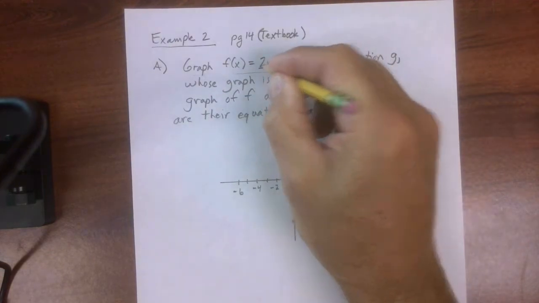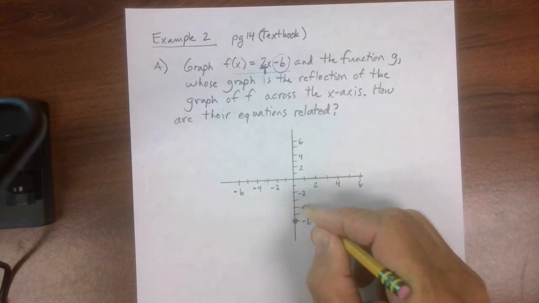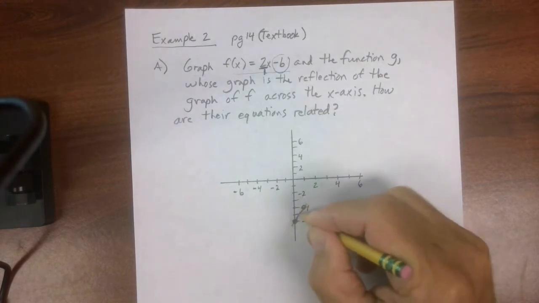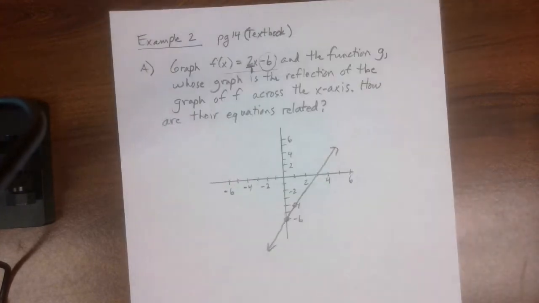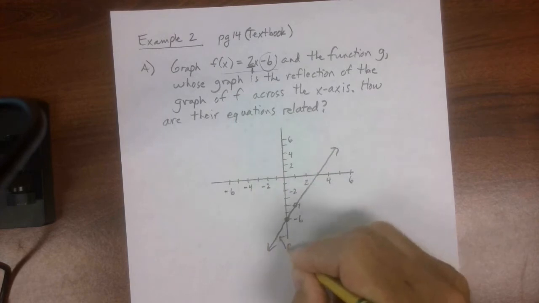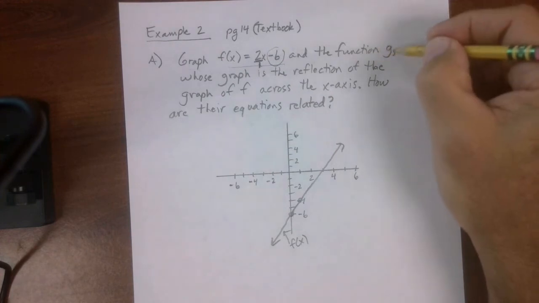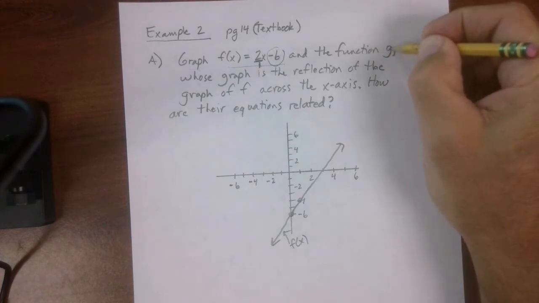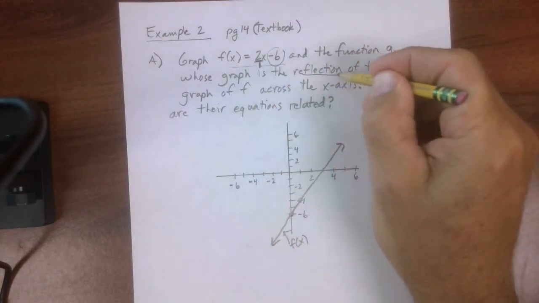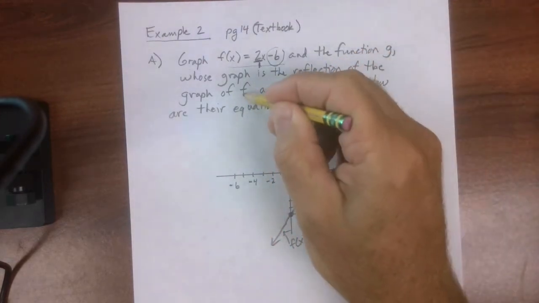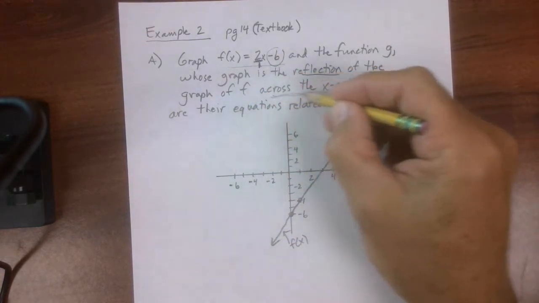Then I'm going to go up to right 1 and try to do my best job at drawing it somewhat straight. I could use a straight edge, I guess. And there is f of x. And it says, and the function g, which means a whole different drawing, graph, equation, whose graph is the reflection of the graph of f, that just means take this one, across the x-axis.